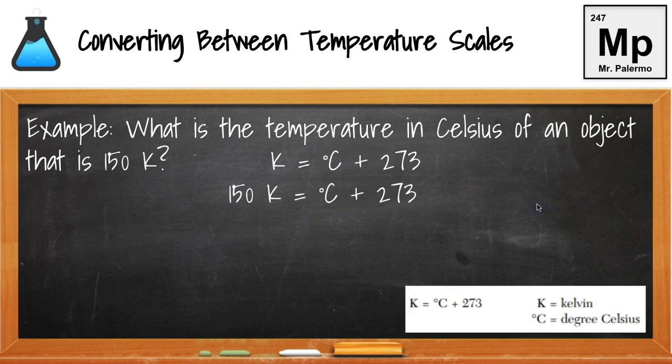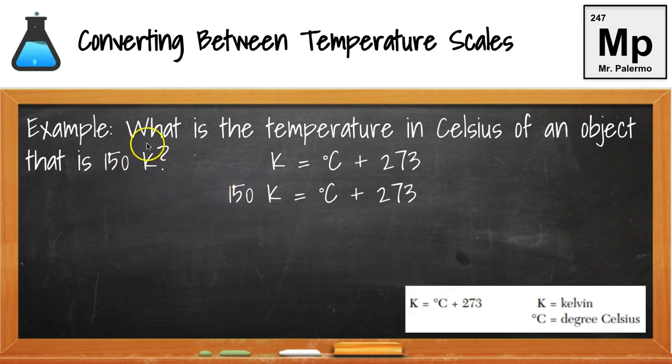And it's a simple calculation. If you look on the back of your reference table, table T, here's our formula, which is Kelvin equals degrees Celsius plus 273. So here's an example. What is the temperature in Celsius of an object that is 150 Kelvin? First thing we do in any formula is we write that out here, and then we're going to plug in the values and their units in the place that they belong.